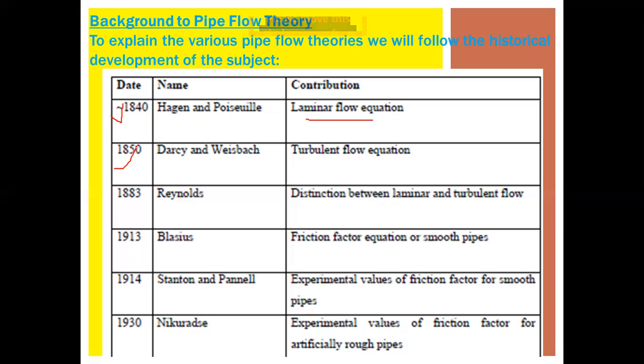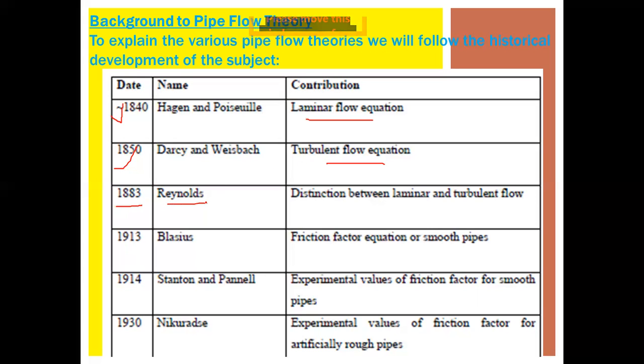Next, in the year 1850, Darcy and Weisbach. These are the names of the scientists, Darcy and Weisbach. They gave an explanation about the turbulent flow equation. So laminar flow is described by Hagen and Poiseuille, whereas turbulent flow was explained by Darcy and Weisbach.